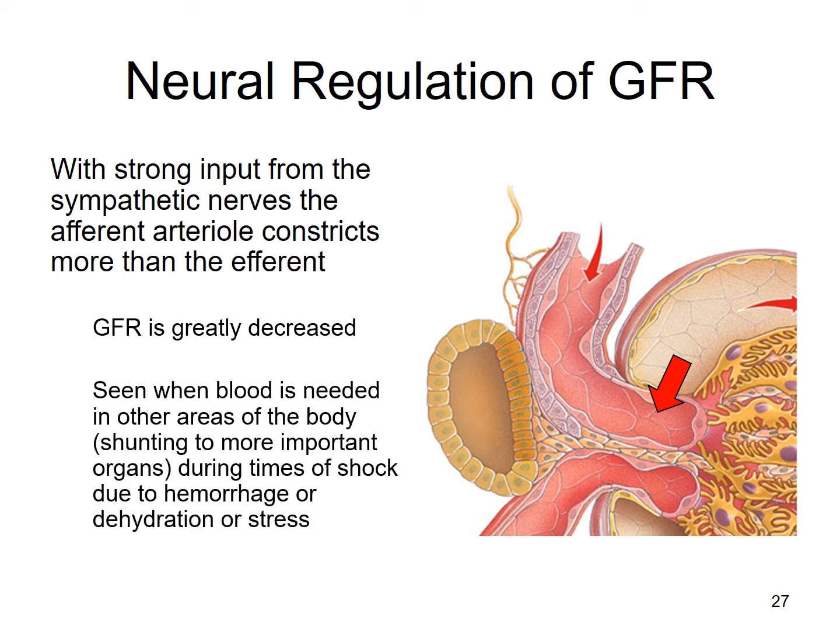Now you're going to see this when blood is needed in other areas of the body. So basically, if you've got times of shock due to hemorrhage, dehydration, stress, or if you're in a fight or flight situation, then you're going to need blood flow to areas other than the kidneys, because at that point, urination may not be the most important thing that the body can do. You may need blood being rerouted to skeletal muscle. So you're going to see this neural regulation of GFR under abnormal circumstances.